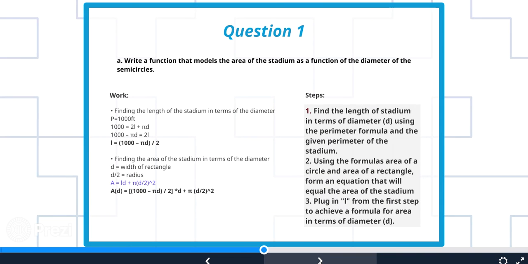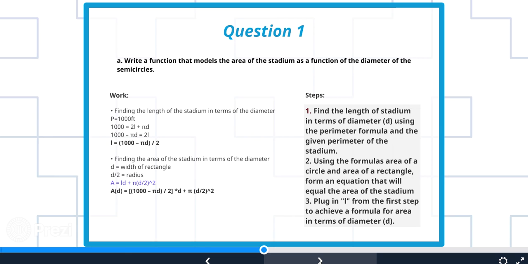So for step 1 of the problem, we must write a function that models the area of the stadium as a function of the diameter of the semicircles. To do this, find the length of the stadium in terms of diameter using the perimeter formula and the given perimeter of the stadium. This is done on the left side, where we set the perimeter of the stadium equation equal to 1,000 because that is the given perimeter. We isolate L onto one side, so L is equal to (1,000 minus pi times diameter) divided by 2.